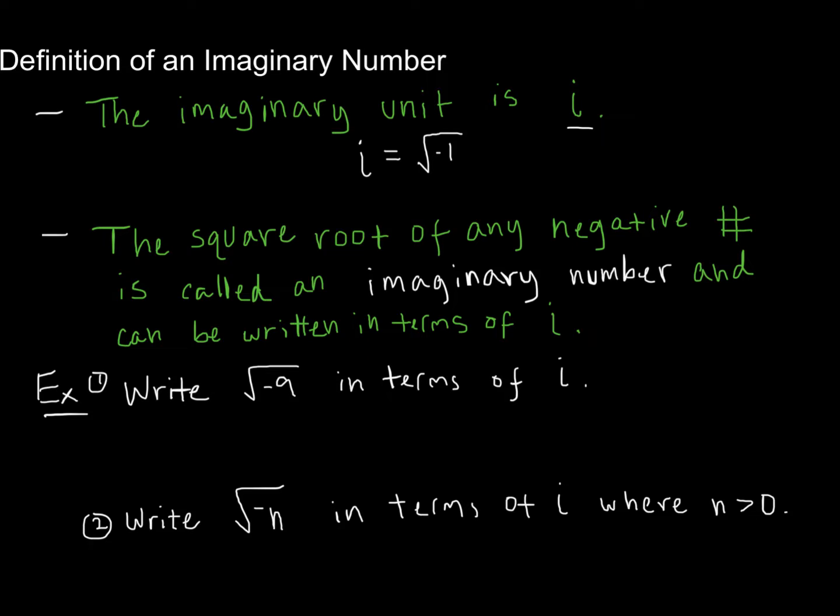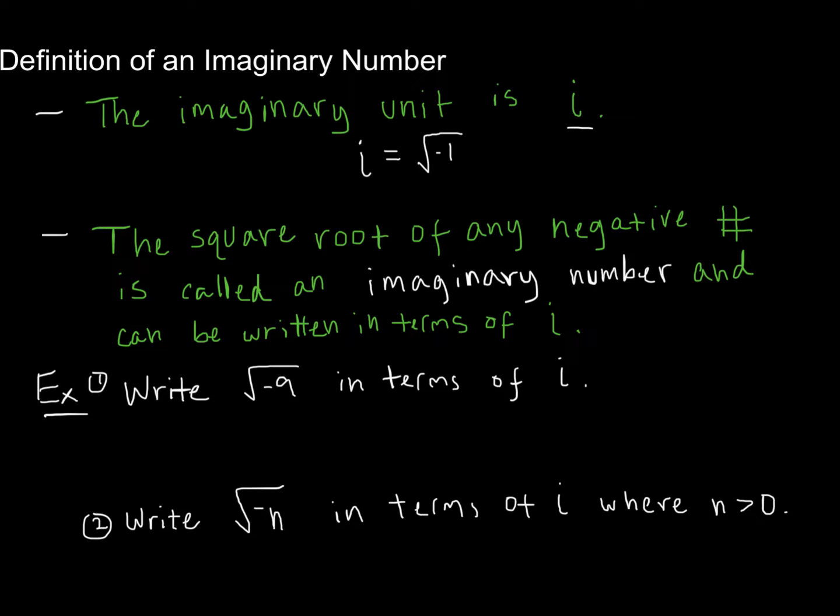So the square root of any negative number is called an imaginary number and can be written in terms of i, just like any real number can be written in terms of 1, right? 11 is 11 times 1, right? 12.5 is 12.5 times 1, right? And so what we can do is write the square root of any negative number in terms of i's. And so let's go ahead and do an example for how to do that. So go ahead and pause the video, make sure you have your definition written down, and then I want you to try each of these examples, and then go ahead and press play, and we'll talk about it.